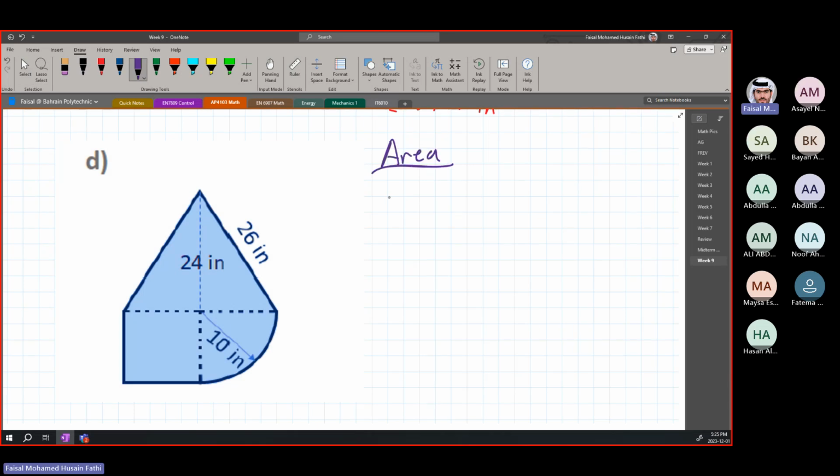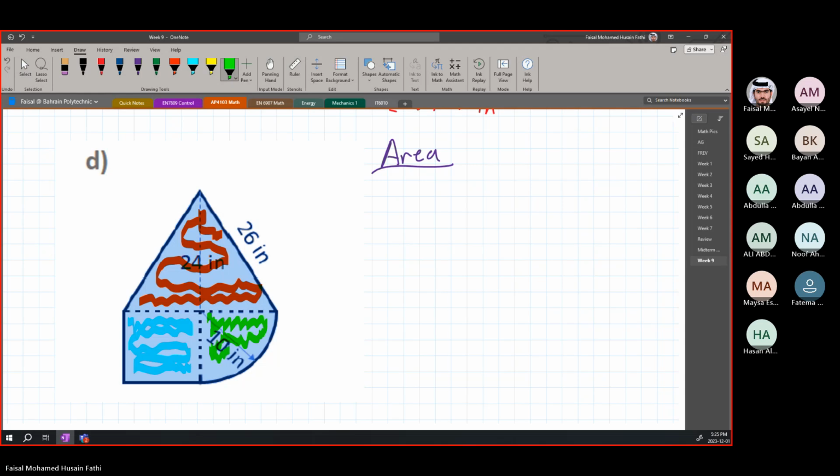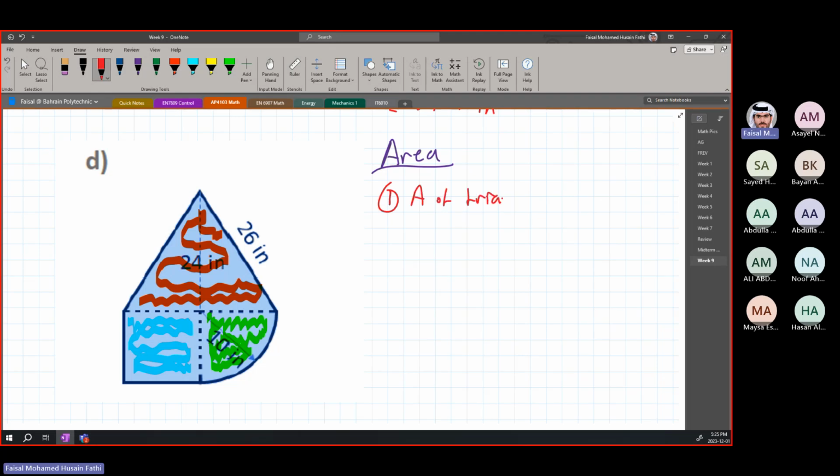Area. So here, like I said earlier, we're going to have 3 shapes. We're going to have the triangle, we're going to have the square, and we're going to have the quarter of a circle. So how do we do this? Very straightforward, very simple, step by step, each part. Triangle, 1, area of triangle, which is equal to base times height over 2.